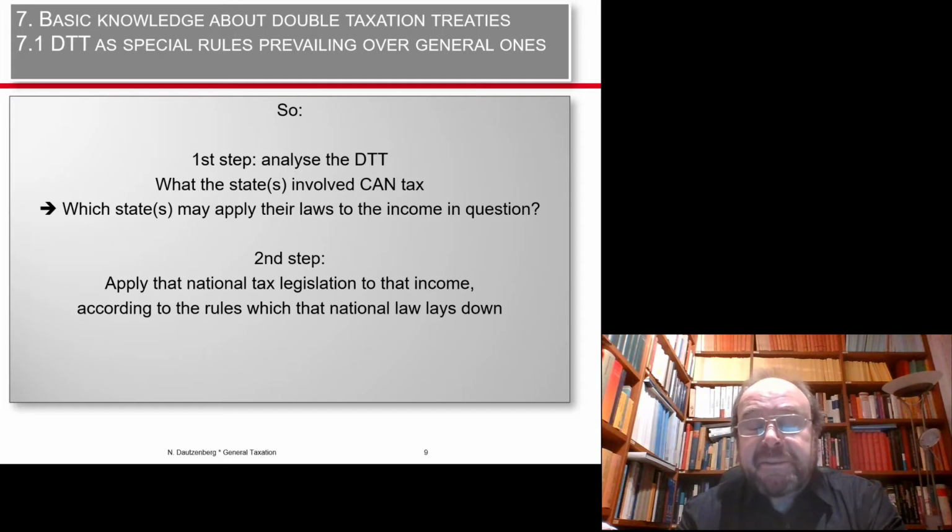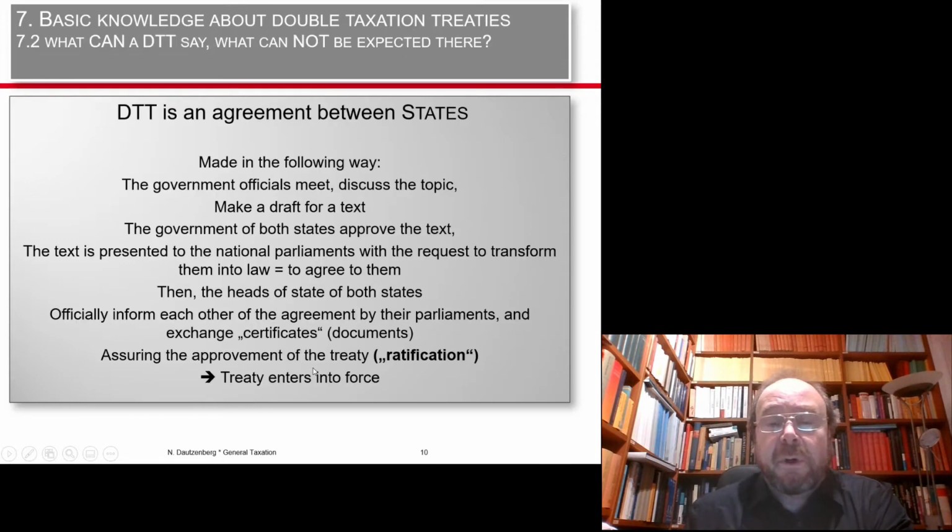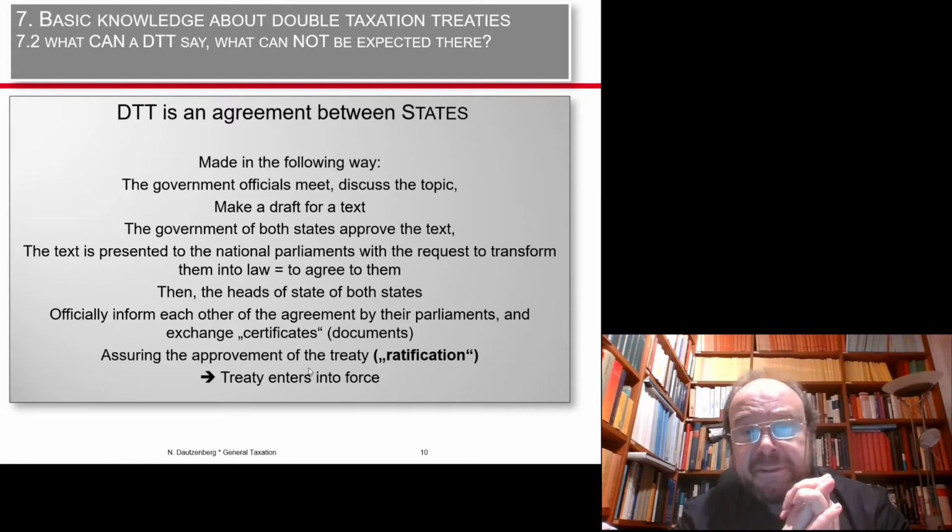And the second step is then you apply to that income, which that state may tax, the national rules of that state according to the testing schemes which you learned there. And so, okay, now let's turn to the contents of a double taxation treaty. What can a double taxation treaty say, and what is impossible there for practical reasons?